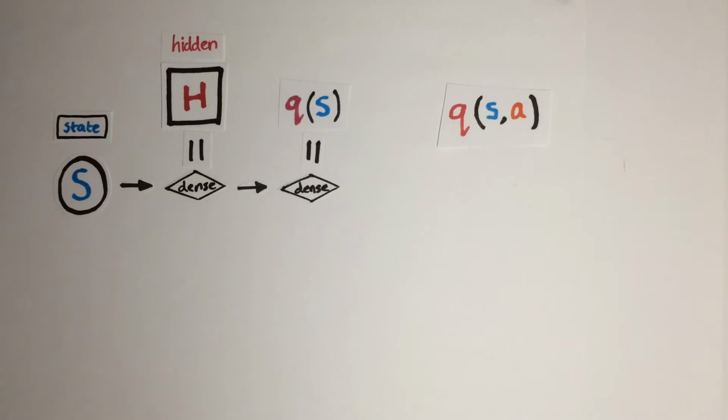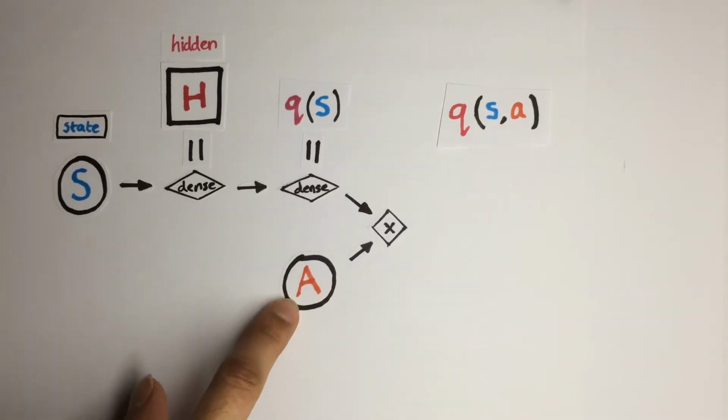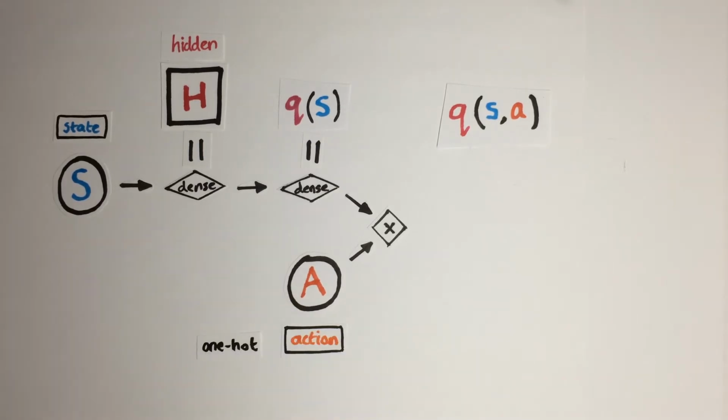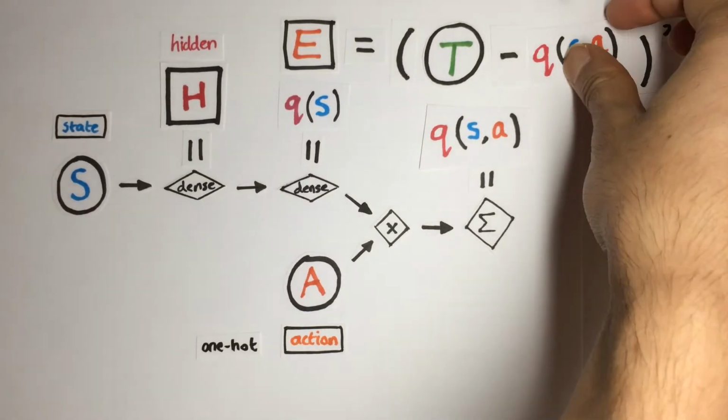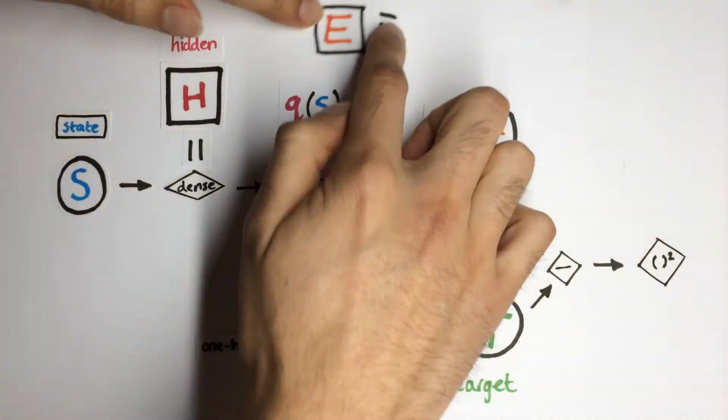Then for the Q value for a single input action, we just want the value at the index corresponding to that action, which we can get by multiplying this vector with a one-hot encoded action vector, which has a 1 in the index of the action and 0 elsewhere. Then we take the sum to get a single value. So now with our target value calculated from the Bellman equation, we can calculate the mean squared error of the network's output with the target to get our loss. So now that we have our neural network architecture, let's code it up.